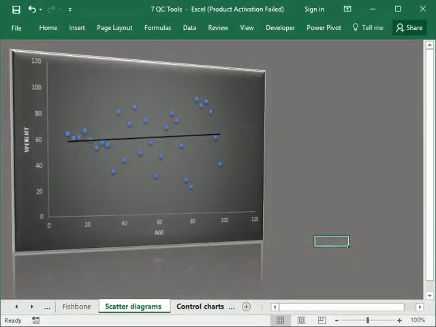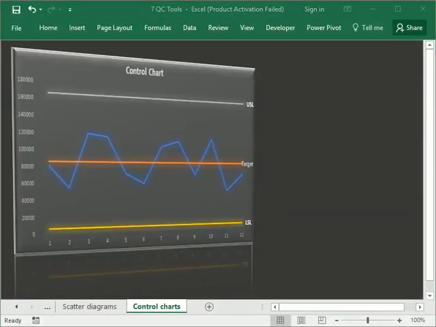Last tool on the list is control chart. Control charts are also known as Shewhart chart, named after Walter Shewhart. It is a statistical process control tool used to show the performance of a manufacturing or business process.